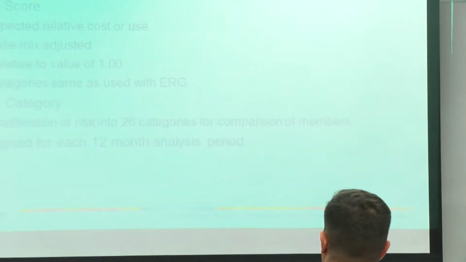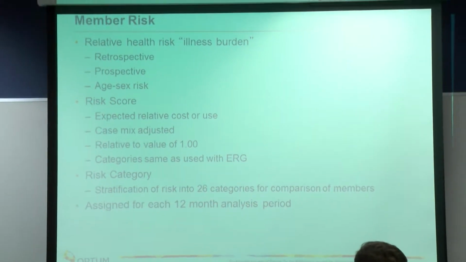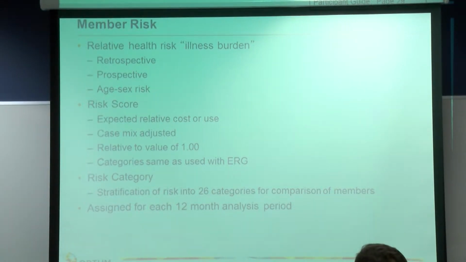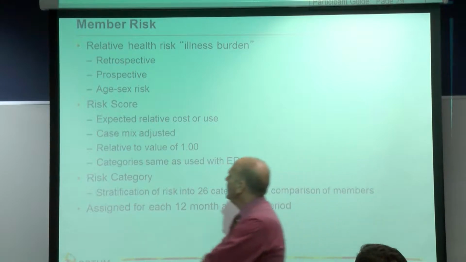So, health risk. We've talked a little bit about health risk, but we haven't really dove into it deeply. We're about to look at it a little more. Health risk is illness burden: how sick are you? Within the application, we give you the ability to look at retrospective risk, which is looking back 12 months, prospective risk, which is looking forward 12 months, and strict age-sex risk. So we give you those three things in there.